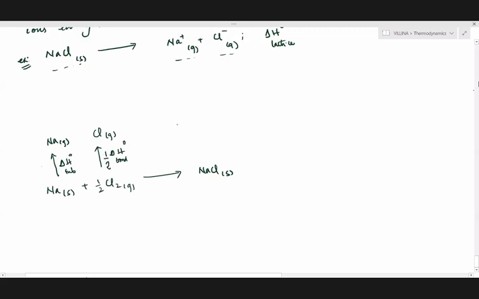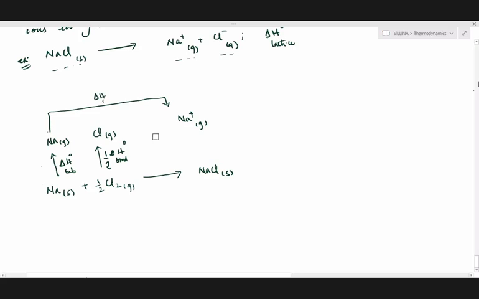Once we have Na in its gaseous state, if we are converting it into Na plus gaseous state, we are removing an electron from its outermost energy level. So what is this called? Ionization enthalpy. So this is delta H ionization enthalpy.